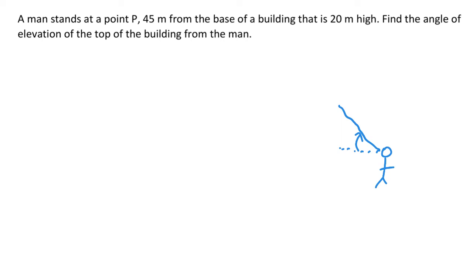If you're looking down at something, so again, if the horizontal is eye level and you're looking down to the ground at something, that angle is the angle of depression. So the angle of elevation is looking up at something, angle of depression is looking down. So what we need to do for this question is draw a diagram first of all.